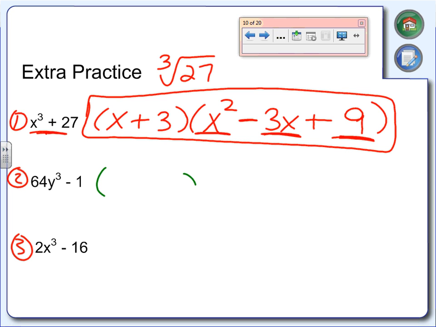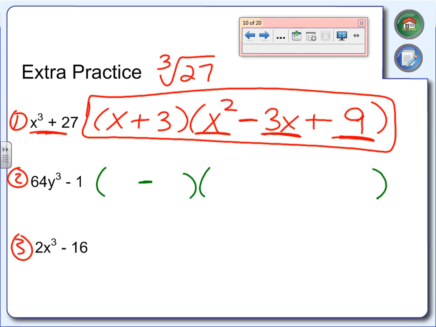So here we go. We're going to get a binomial times a trinomial again. It's like number 1. The only difference is now we got a minus instead of a plus. But all the steps that we just did, we're going to do them again. Now remember, I said we're working with a difference of cubes. So this right here should be a minus in the binomial. Let's figure out what goes inside these parentheses.